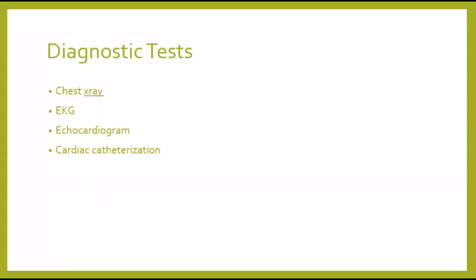Diagnostic tests that will be done with valvular disease. Obviously we're going to get a chest x-ray to get a picture of that heart. An EKG for any kind of abnormal dysrhythmias. An echocardiogram, that is going to be your ultrasound of the heart. And then they might also do a cardiac catheterization just to get a little bit more of an in-depth look if that echo isn't good enough.